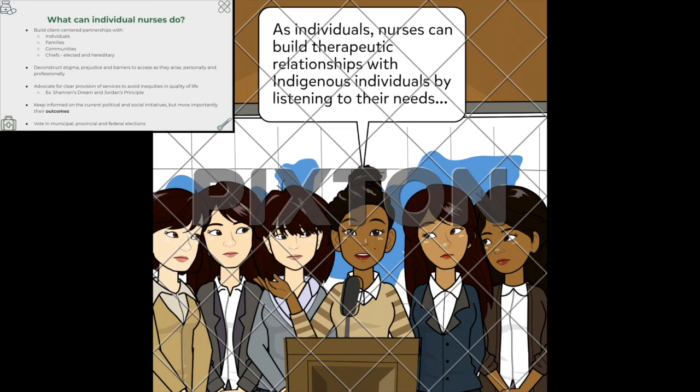Additionally, when encountering prejudice and stereotypes, individual nurses can use their knowledge and competence to assess statements, actions, or behaviors, plan how to address them, intervene, and later evaluate to reflect on these interactions and how they shape our public ways of knowing. Individuals can also carry on the legacy of Shannon's dream and Jordan's principle by advocating for the clear provision of services to avoid inequities in basic quality of life without children having to die to prove a point. Nurses can also advocate against the second-generation cutoff rule, keep informed on the current political and social climate, monitor initiatives for their results and outcomes, as well as exercise one's right to vote.